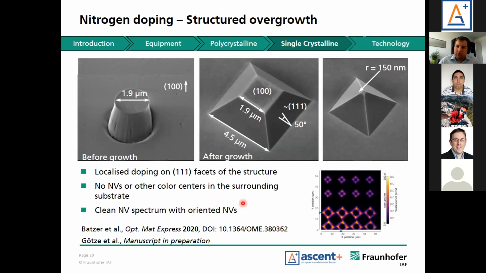And this is not shown here, but I can tell it to you: on these 111 facets, the NVs are also oriented along the 111 axis. So in this case, this would be the four 111 orientations that you would have.